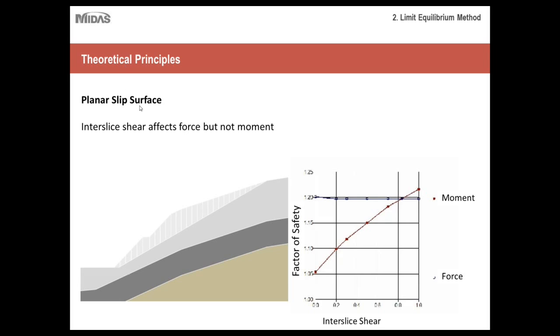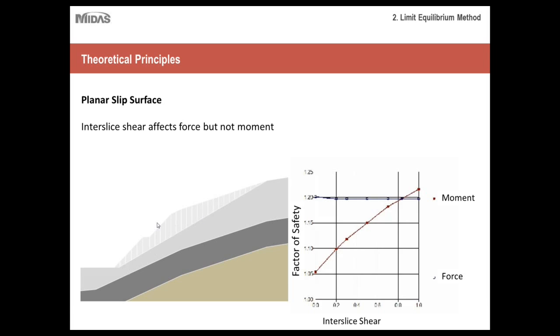Now let's take a look at the planar slip surface. Once again, the main difference between the arc failure surface and the planar slip surface is just the shape of the surface itself. As you can see, instead of a rounded shape, now it's a straight line going from one point of the slope to another point up here. So now the case has been reversed. As interslice shear increases, it's the moment that changes, but the force stays the same.